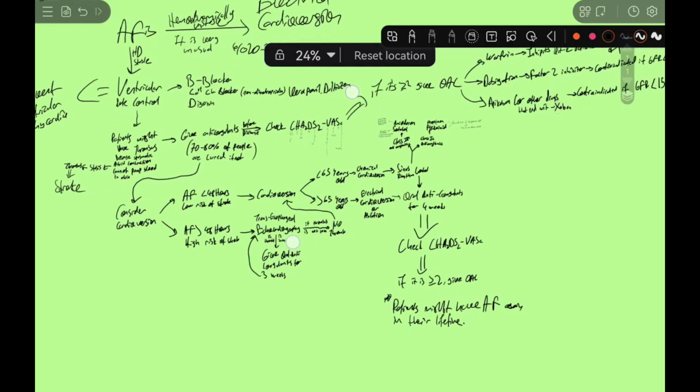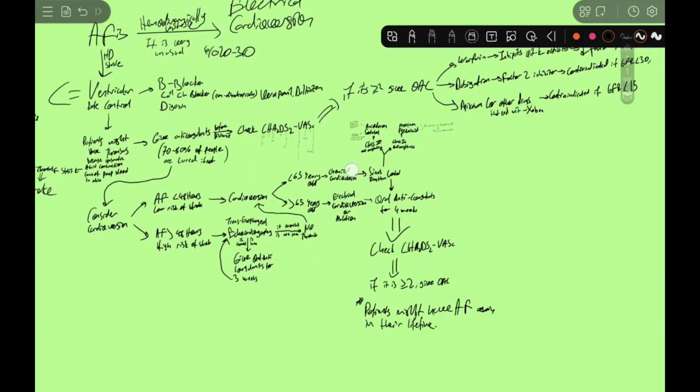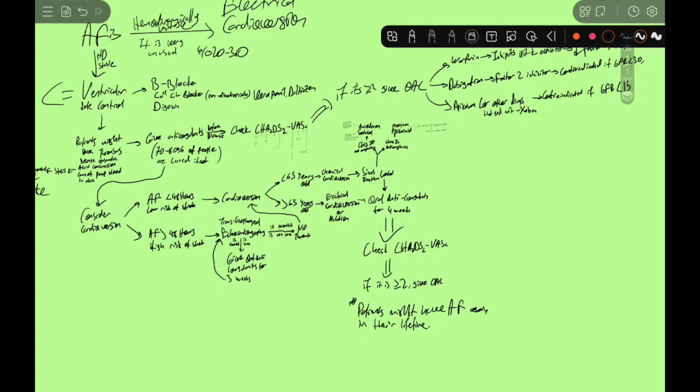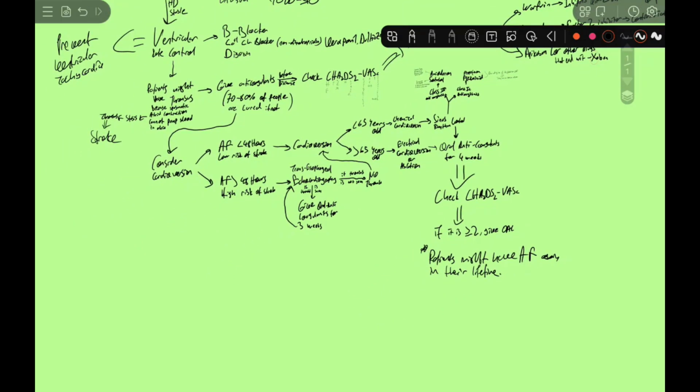So, for the control of ventricular rate, we use beta blockers, calcium channel blockers, which is non-dihydropyridine ones, verapamil and diltiazem, and digoxin. And we also give patients oral anticoagulants because patients might have thrombus.